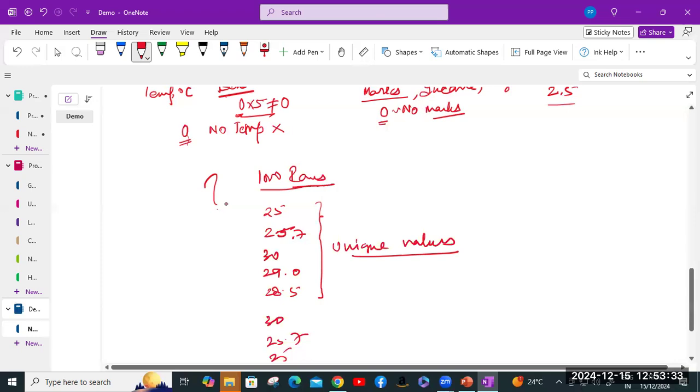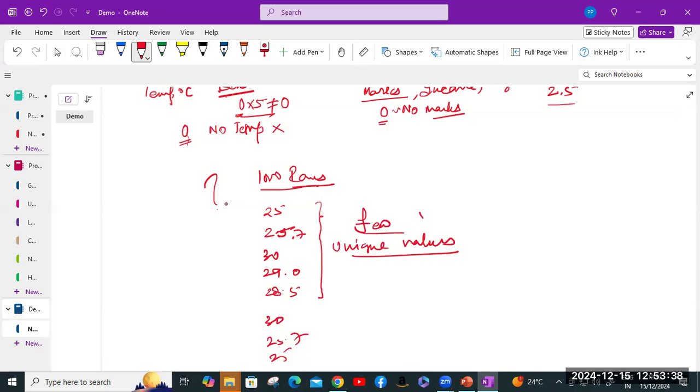Understand? So if there are few unique values, few means 5 to 10 or 10 to 12 unique values, then it is called discrete data. We treat that as discrete. Understand? Any doubt? If we have many unique values, more than 10, 12, then it is called continuous data. Understand? Got it?